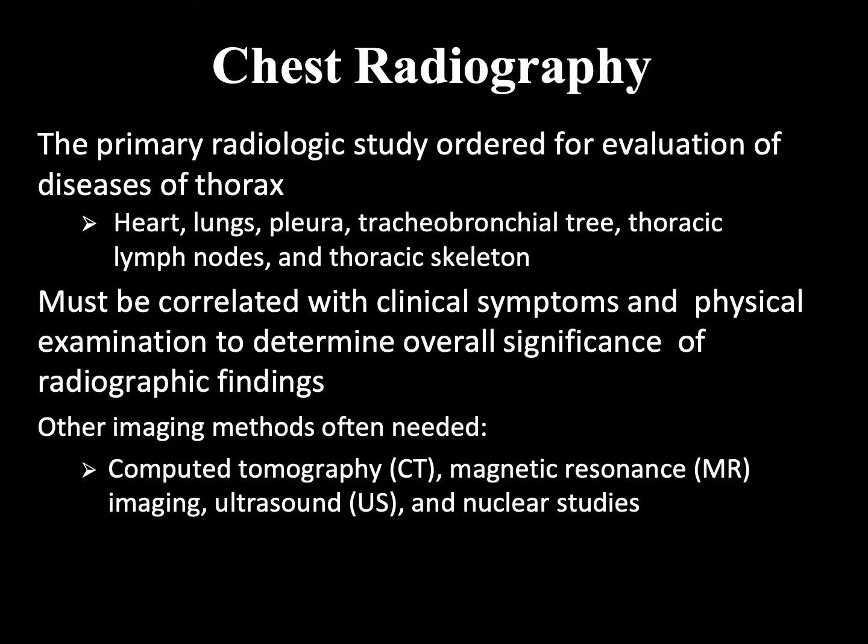Chest radiography is the primary radiologic study used for looking at the heart, lungs, lymph nodes, and thoracic skeleton, and needs to be correlated with clinical symptoms. It's quite often used to look at lung function, breathing, the diaphragm, and also the heart. Other methods can further clarify: CT and MRI are needed for looking at function and anatomy, and ultrasound is very good for looking at heart function.